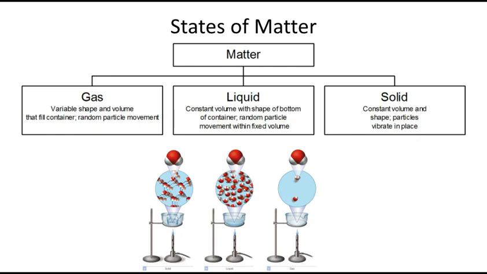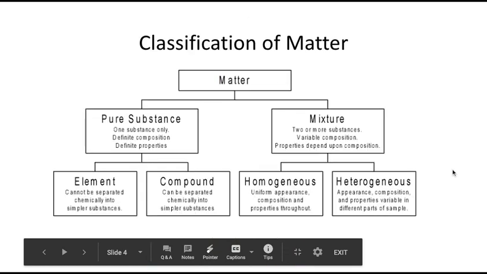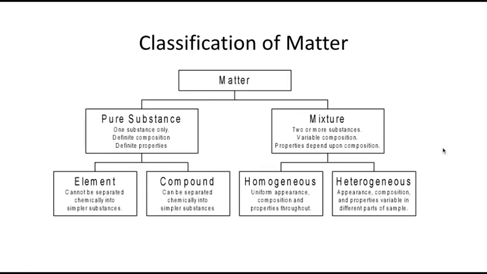So there are different states of matter. We have gas, liquid, and solid. This is all just review. This is something that might be kind of new to you guys, this idea of different classifications of matter. So matter can be separated out into two different things. It can be separated out into pure substances or mixtures.